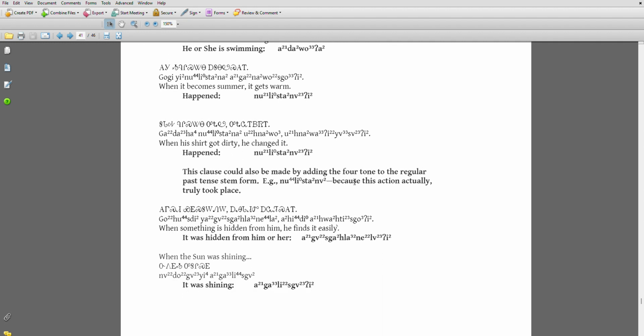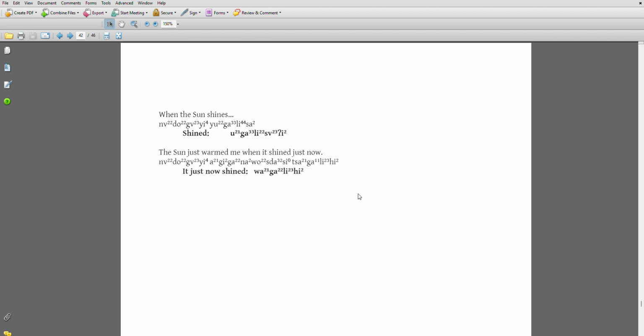When the sun was shining, Nadogai Agaliska, and then it was shining, Agaliska, when it was shining. When the sun shines, Nadogai Ugalisa, Ugalisa, when it shines, and then shined, Ugalisa. The sun just warmed me when it shined just now.